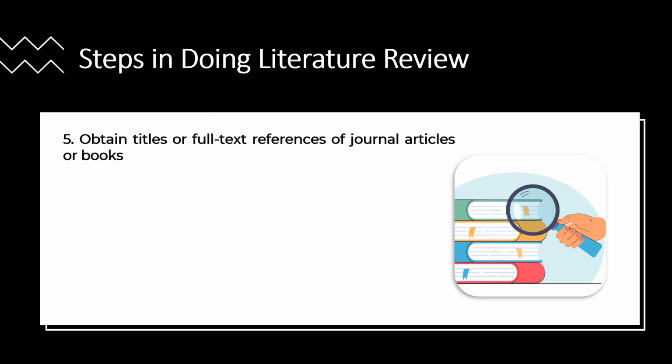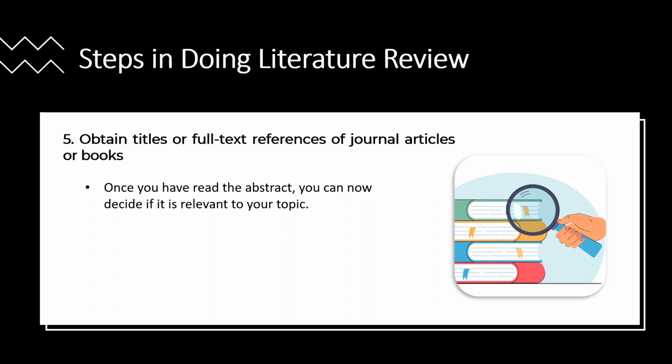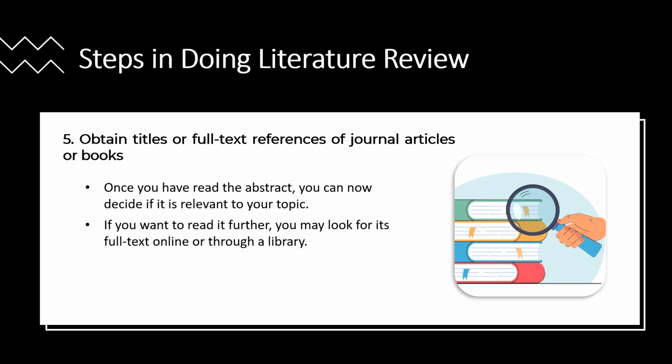Step number 5 is that you obtain the titles or full text reference of the articles or the books that you have identified in step number 4. So once you have read the abstract, you can now decide if it is relevant to your topic or not. So if you want to read it further, you may look for it online or through your library. So you have to obtain the full text of those journals now that you have identified that these are relevant or good sources of information for doing your literature review.